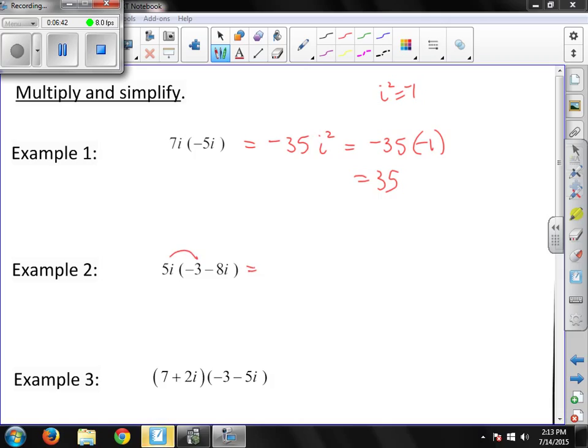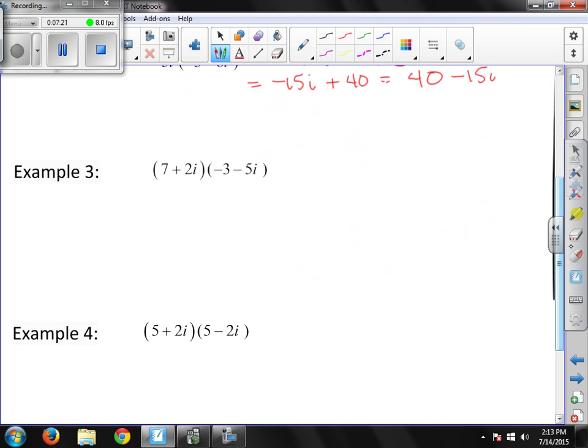Example 2, we're just going to distribute as we need to. Negative 15i minus 40i squared. Negative 15i. Now remember the i squared. What has it been doing for us? It has just been changing the sign and making it a real part. So this will be plus 40 because I would have had a negative times a negative to give positive. But we need to write it in a plus bi terms. So 40 minus 15i. Always put your real part first.